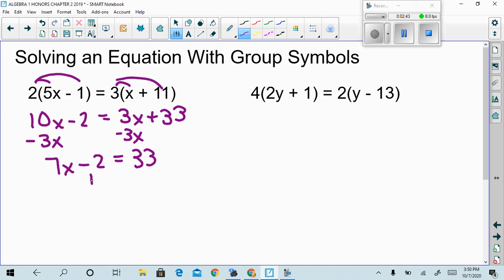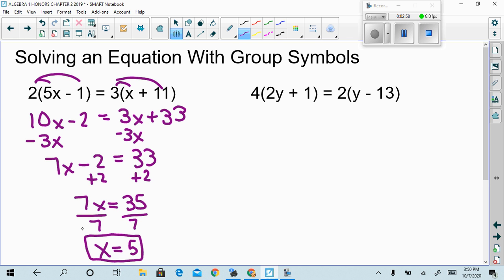We'll now add 2 to both sides. Again, multi-steps. And lastly, divide by 7, and your solution is x is equal to 5. From time to time, I will ask you to actually do the check. But today, I'm just moving forward with these problems.